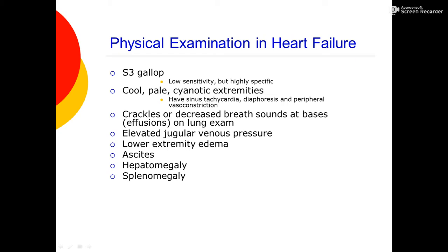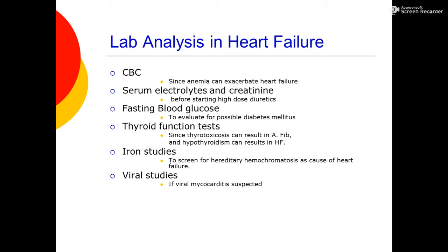Crackles or decreased breath sounds at the base and effusion may be found on lung exam. Elevated jugular venous pressure, lower extremity edema, ascites, hepatomegaly, and splenomegaly may be present. All these you can physically examine in patients, especially in heart failure.